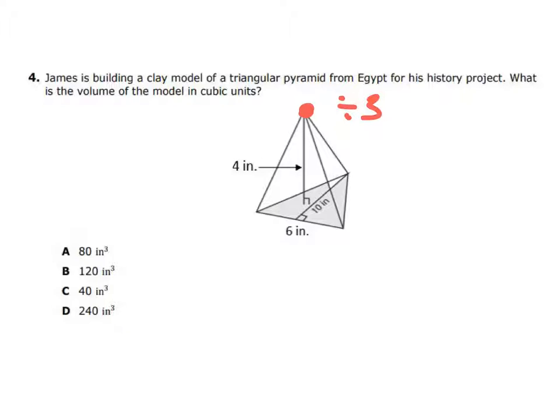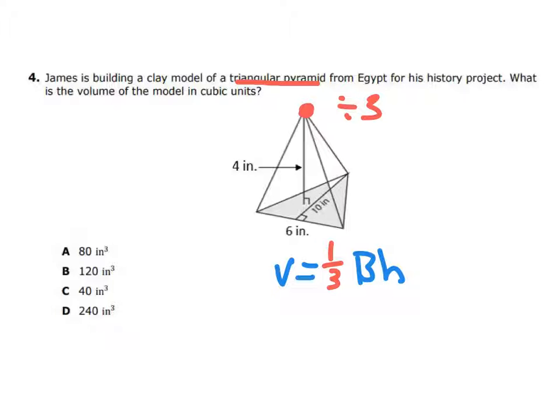Also, if you read the word problem, James is building a clay model of a triangular pyramid. Okay, so we know this is a pyramid. From Egypt for his history project. What is the volume of the model in cubic units? Now the formula for this one, if you look on your star reference chart, is B equals base area of the base times the height. But in this case, because it is a pyramid, we have to add the 1/3.